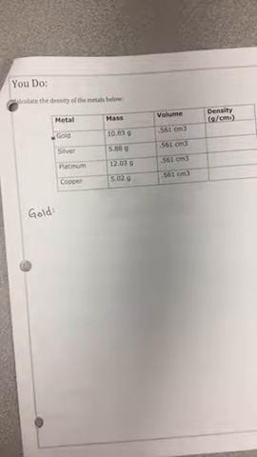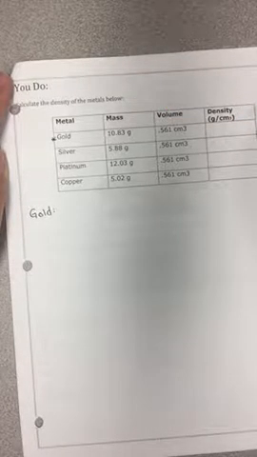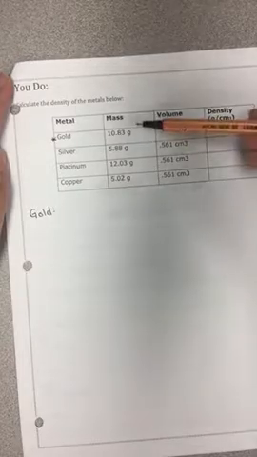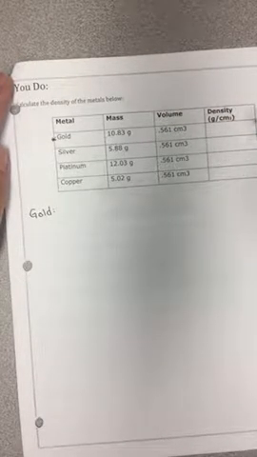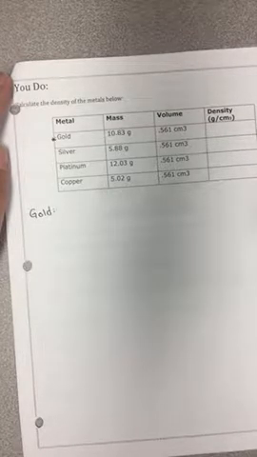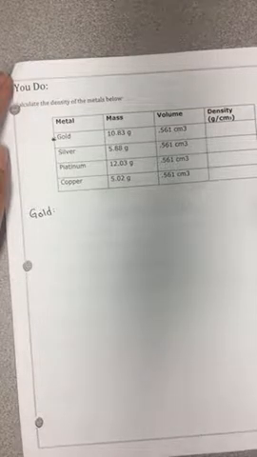So the problem that our classwork yesterday asked us is to calculate the density of the metals below. And here we have a chart that's giving us 4 different metals with each metal's mass and volume, and it's asking us to find the density. This problem is asking us to do a lot of different things, so we want to make sure that we stay organized when we're doing our calculations.